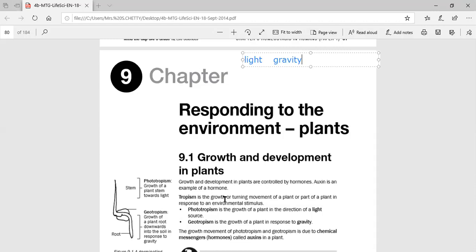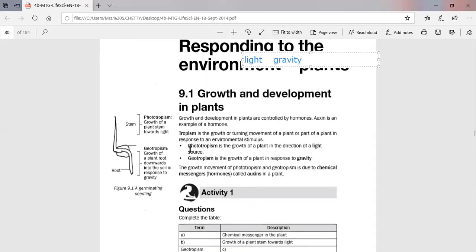But a specific term where you talk about the growth of a plant or a part of a plant in the direction of a light source, that is phototropism, because photo means light. And a specific term for growth of a plant in response to gravity is called geotropism. Okay? And both of them are brought about by auxins. And where are the auxins produced? At the tip of the stem and tip of the root.